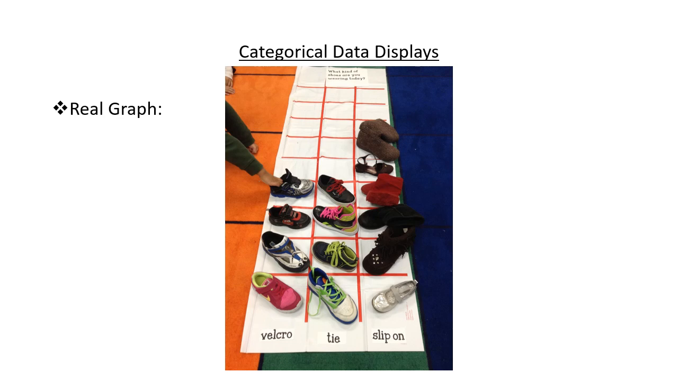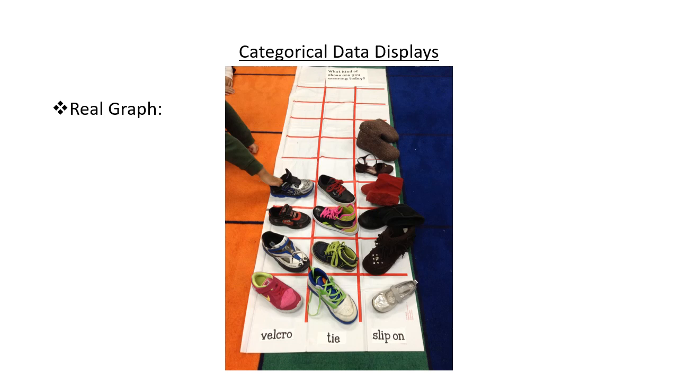The first one that we have here is called a real graph. And a real graph is what it looks like. It's a real graph. It's a graph that uses real objects. Sometimes you'll see this referred to as an object graph. It's mentioned that in the book, and online you'll see this referred to as an object graph as well. We're using the actual objects to construct the graph.